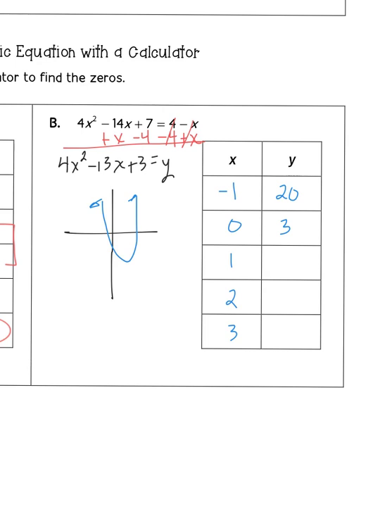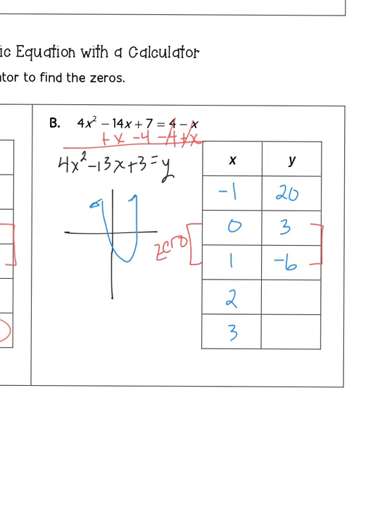So far, no sign change. I put 1 in, I get a value of -6. So all of a sudden, there's a sign change from here to here. So I know there has to be a 0 somewhere between 0 and 1.